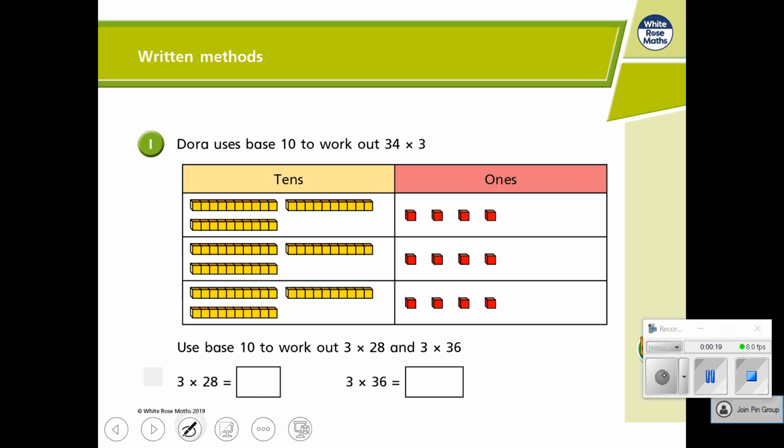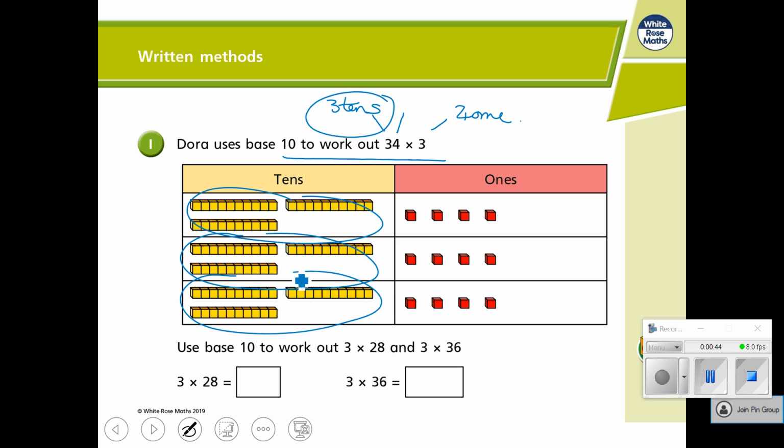Dora uses base 10 equipment to work out 34 times 3. So what Dora has done is she has partitioned the number 34 into 3 tens and 4 ones, sorry. And she has multiplied the 3 tens by 3, 1, 2, 3, and she has multiplied the 4 ones by 3, 1, 2, 3, and worked out the answers.